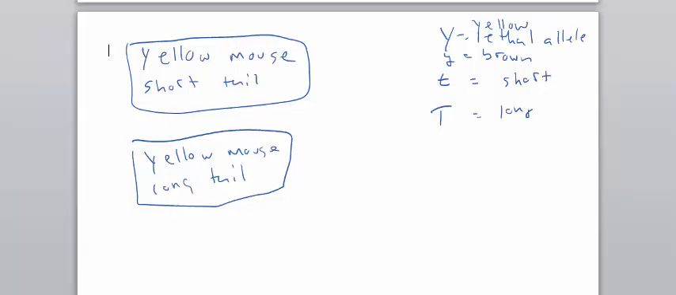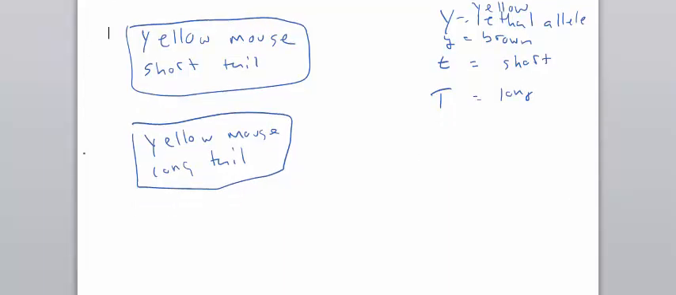Alright, so we know that the yellow mouse is heterozygous, because big Y is dominant to little y, and if you have 2 big Y's, you're dead. So if you're a yellow mouse, you have to have a big Y and a little y. And then we can have 2 little t's for that parent. And the other parent has to be big Y, little y. And there's a long tail, so it could have a big T and a little t, or a big T, but we're going to give it a big T for this problem.